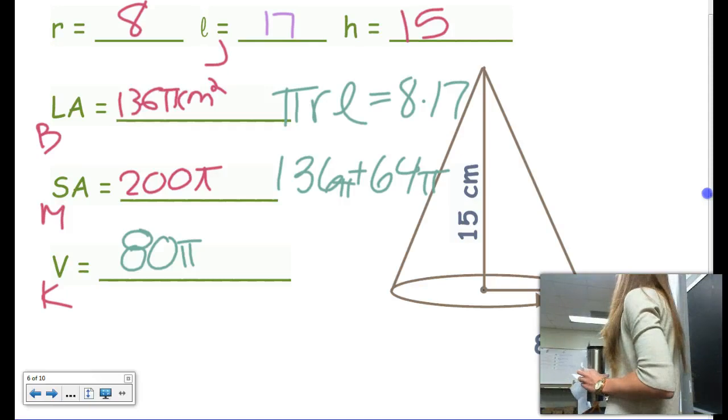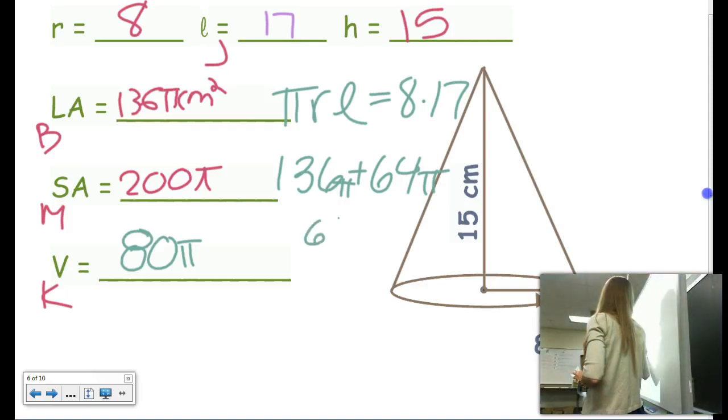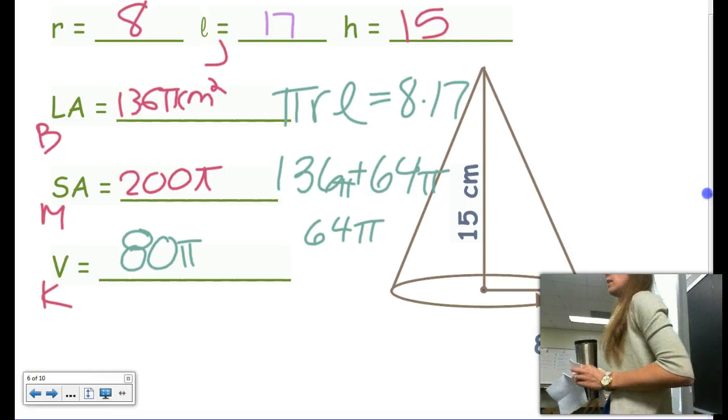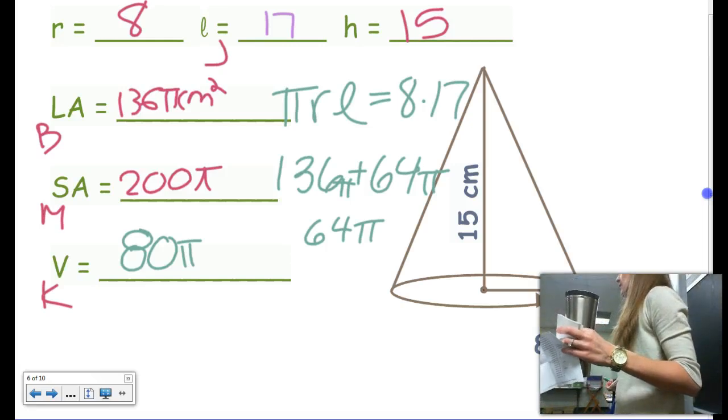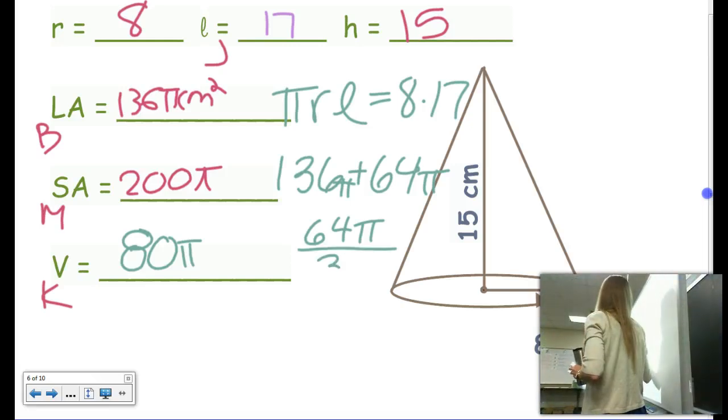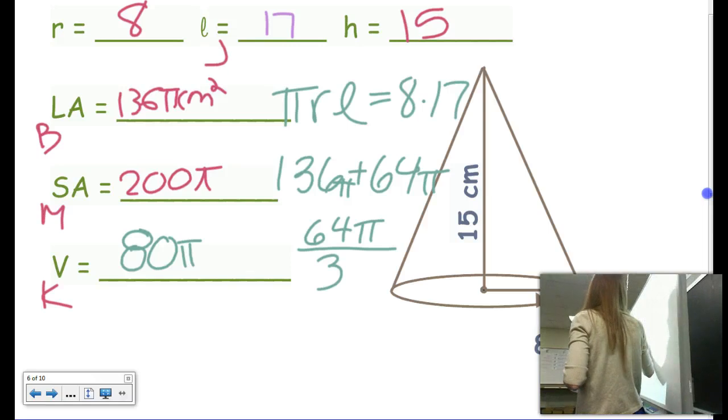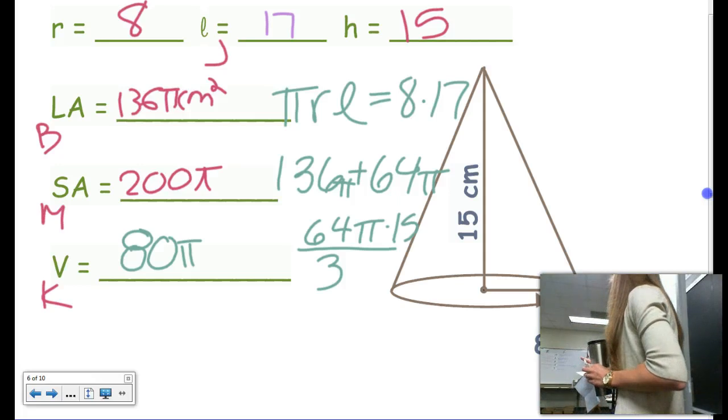And then finally, volume. It's pi r squared, well, we already found that, 64, divided by 3. Not forgetting the height, sorry, 15. Base times height divided by 3. So is that right?